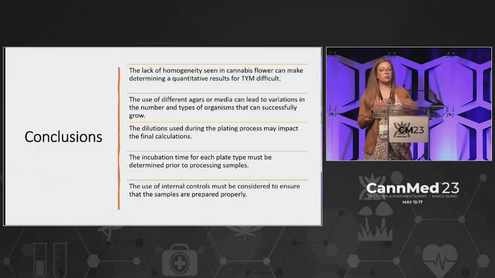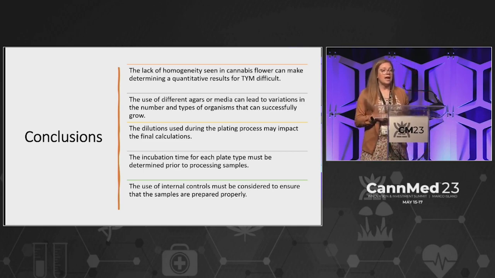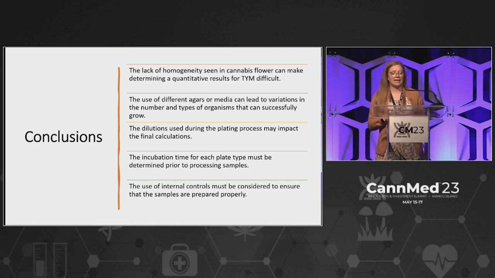So conclusions for this portion of the experiment are that the lack of homogeneity seen in cannabis flower can make it difficult to determine quantitative total yeast and mold results. You may take a scoop here and get one result, and a scoop there and get one result. It may not be due to the method itself, it may be due to the sample. And so how do we create a more homogeneous sample in that sense?